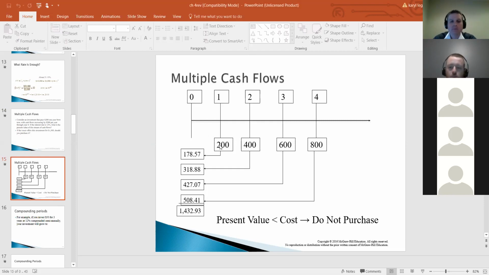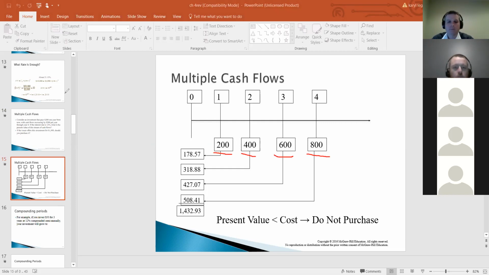So the first payment I'm going to receive is $200 a year from now, and it's going to grow by 200. So the next year it's going to be worth 400. The next year it's going to be worth 600. And the following year it's worth 800. And then the payments stop. And I want to know how much this is worth to me today if my investment is earning 12%.